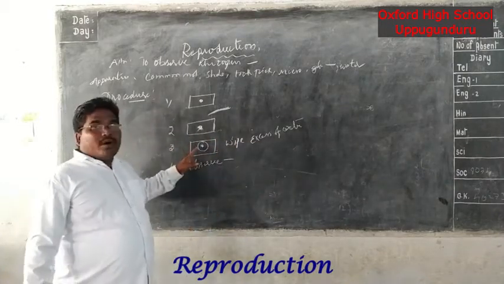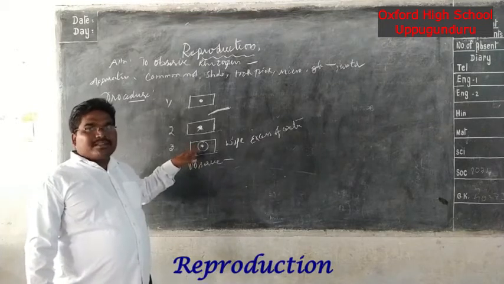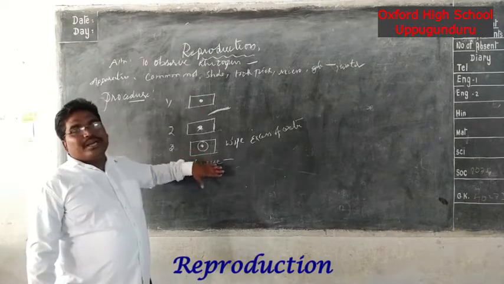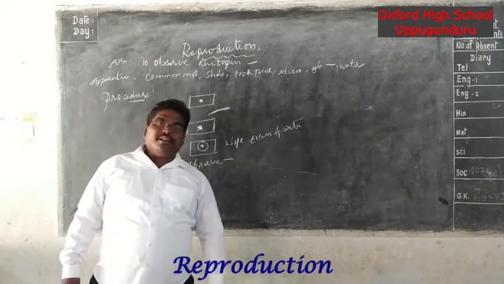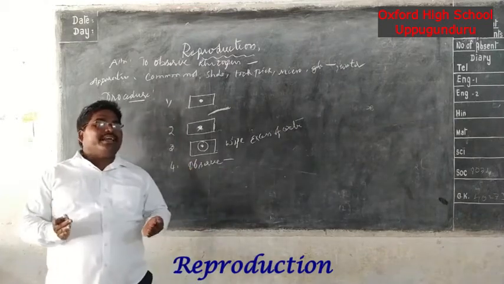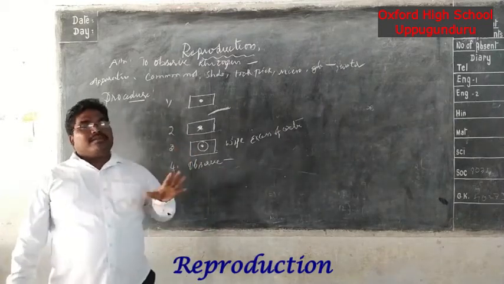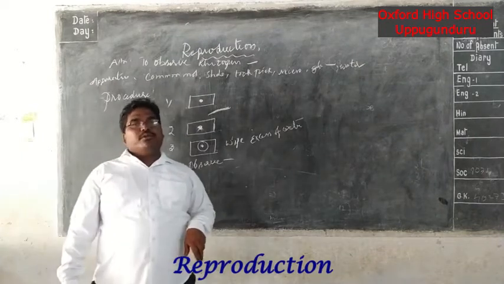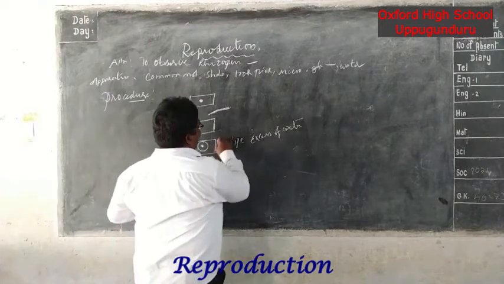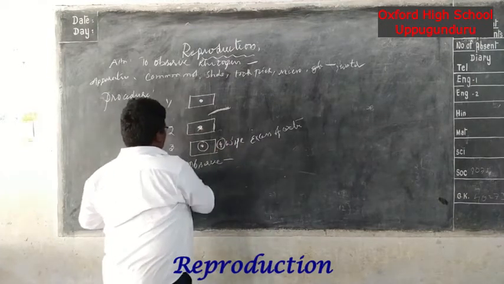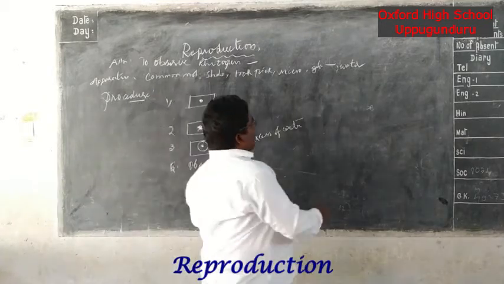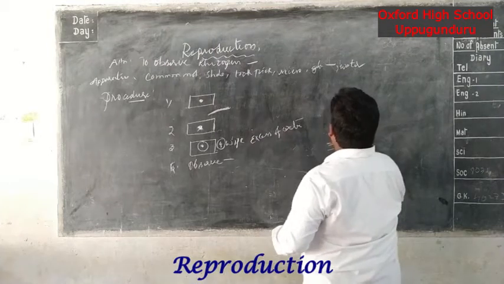So one edge of the cover slip touches the drop, and lower it carefully without formation of bubbles. Otherwise, as I already told you, you can write this point in an easy way: take a cover slip and cover without formation of air bubbles. Fourth one, wipe the excess water by taking a blotting paper. Next, observe the slide under the microscope. So, you may notice that. We have already discussed that.